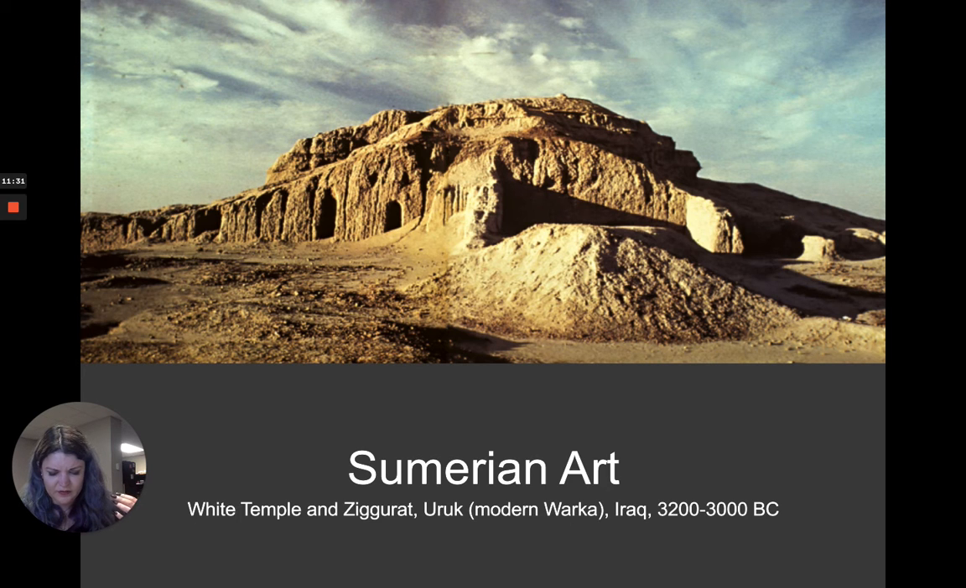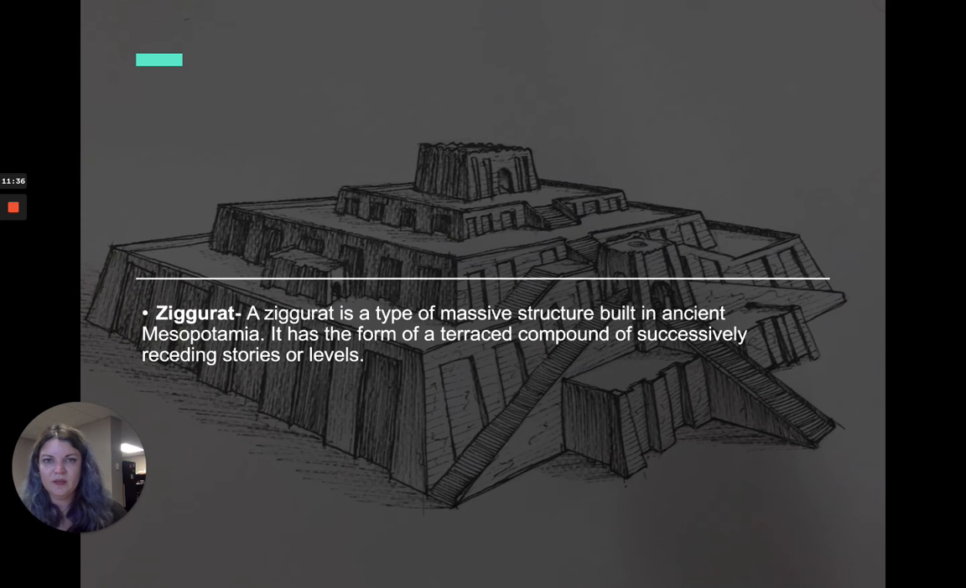So it's pretty rad that we can see this much of the temple and get a good idea about what it looks like. Let's take a peek at a drawing. We know the temple was on a high platform called a ziggurat. In this case, the ziggurat was 40 feet tall. Ziggurat is another vocabulary word you're going to need to know. This is a type of massive structure built in ancient Mesopotamia. There are similar things built in other areas in what's now the Middle East, and it has the form of a terraced compound of successively receding stories or levels, like you can see in this illustration.